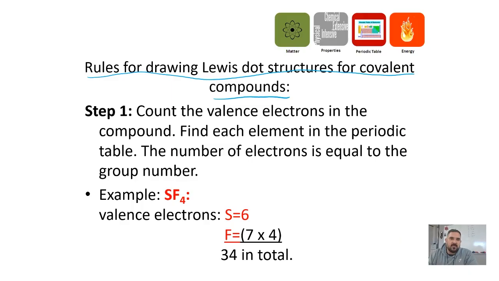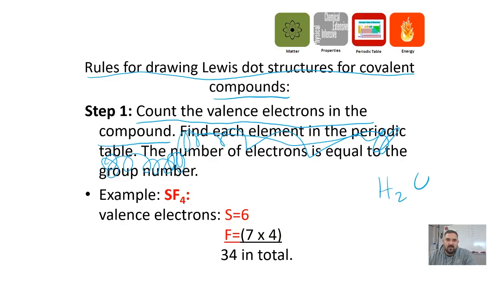So the first step is going to be to count the valence electrons in the compound. So find the element on the periodic table. You don't need to worry about any of this. The number of electrons equals its group number. You know how to figure out Lewis structures. So step one, you're going to count the valence electrons in a compound.